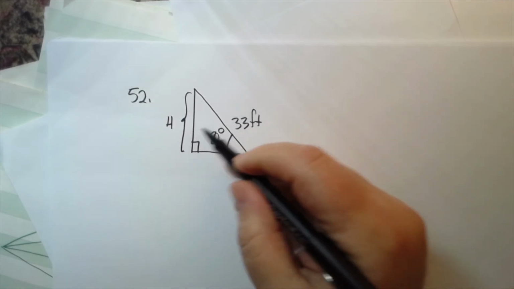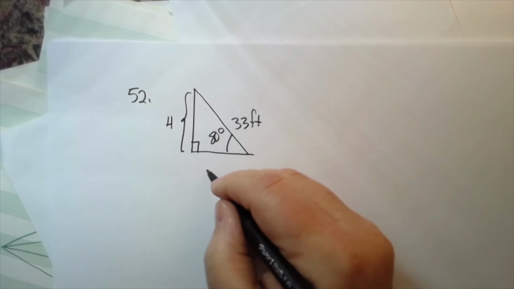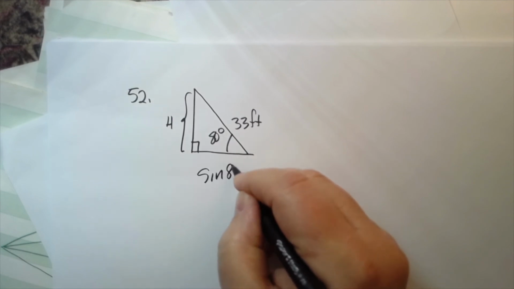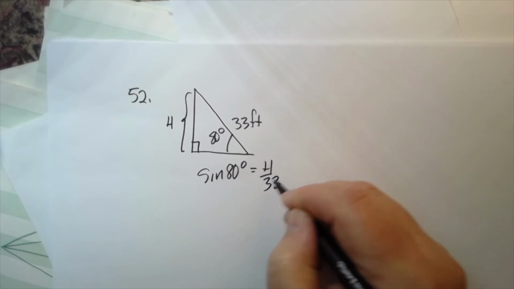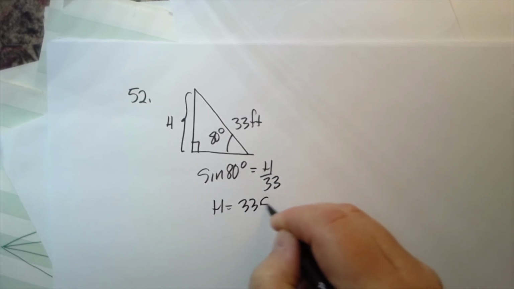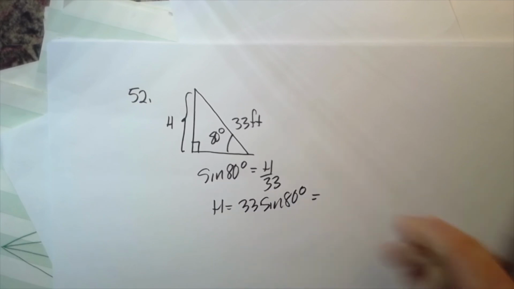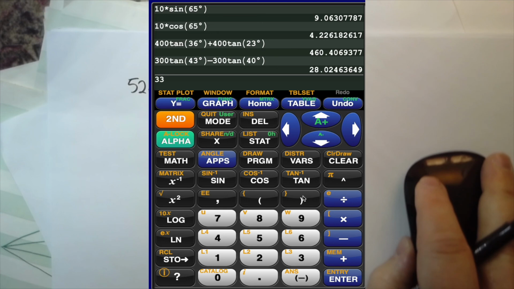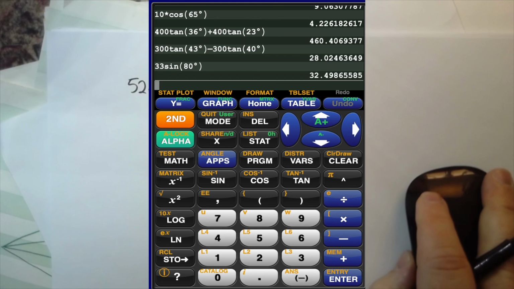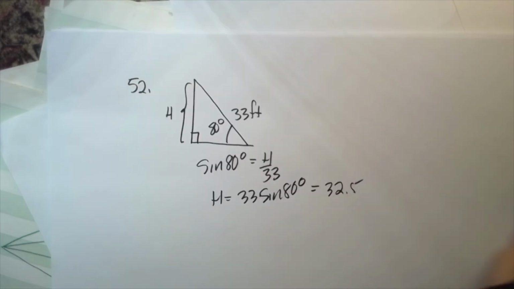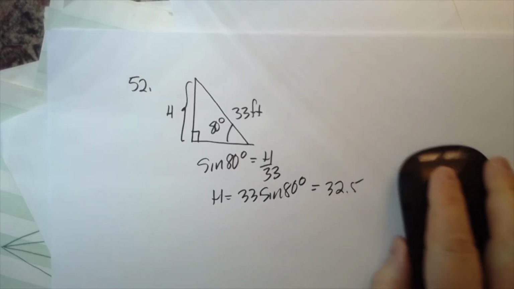If I take opposite over hypotenuse, the sine of 80 degrees is equal to h over 33. So the height is just 33 times the sine of 80 degrees. I just plug that into my calculator, sine of 80 degrees, and I get 32.5. We'll round it off. So I get 32.5 feet for that one.